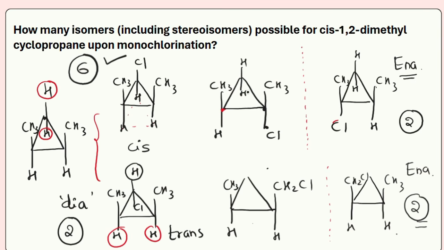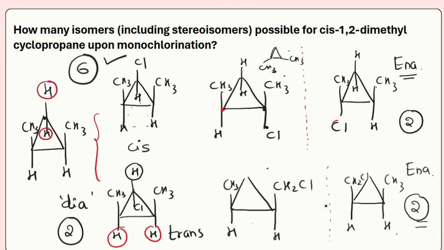Many students think that we can just write the structure of cyclopropane like this and then do the monochlorination. I don't think you will get the right answer if you do this. It's always better to elaborate the molecule like this, replace the hydrogens, and then check for the relationship between them. Are you going to get identical, enantiomer or diastereomer? Based on that, you can count the total number of isomers.